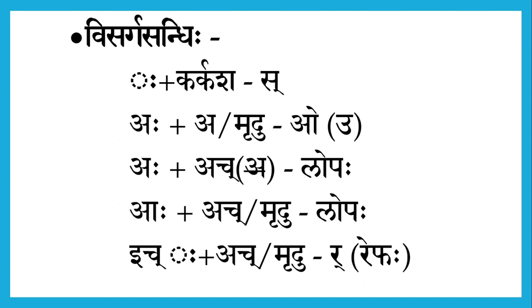The last one says ich visarga plus ach or mrudu is rephaha. I again repeat, when any of the ich letters, which means that any of the swaraksharani other than a and a, when followed by a visarga, come close to another word whose first letter is either ach or a mrudu aksharam, then the letter r enters in the place of visarga. All of us must remember all these formulas as they come in handy when we are dealing about Visarga Sandhihi.